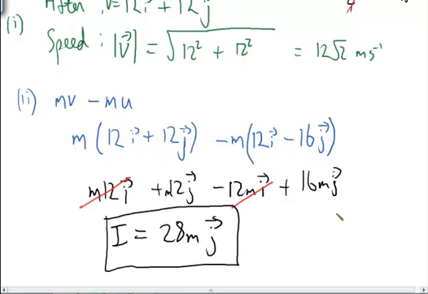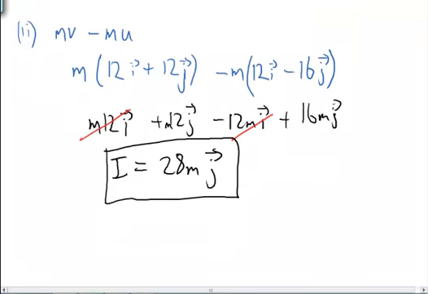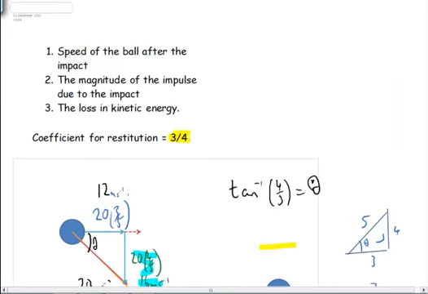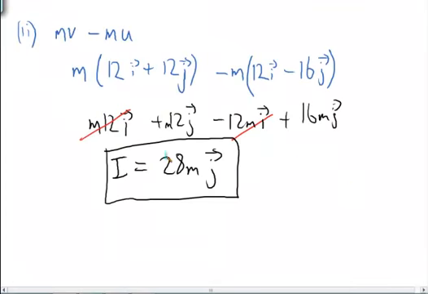That's the impulse, the impulse imparted. Just go back to the question just to make sure if it said the magnitude. So this is a word to watch out for. Magnitude means that there's no vector involved. Now because it's only along one direction, the magnitude of I is just simply equal to 28m. You would lose a mark there if you didn't notice that it asked for magnitude.